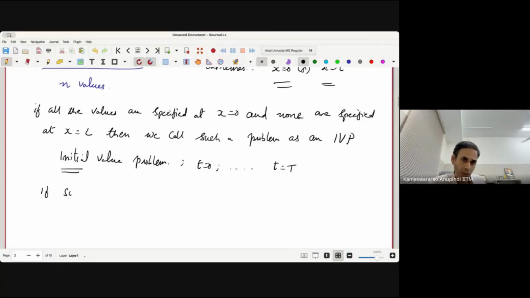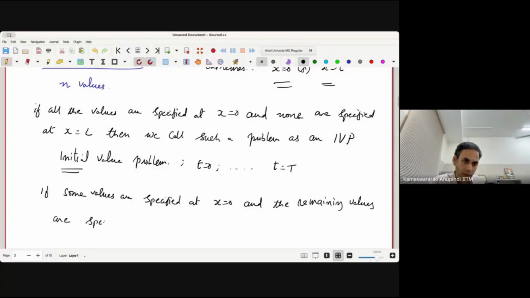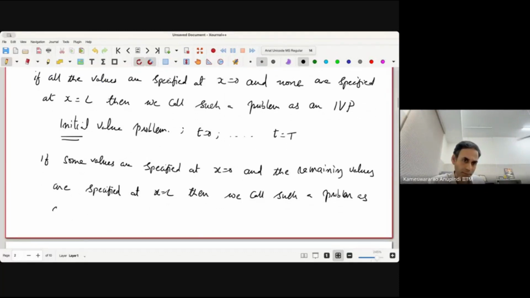Whereas if some values are specified at x equal to 0 and the remaining values are specified at x equals L, then we call such a problem a boundary value problem.